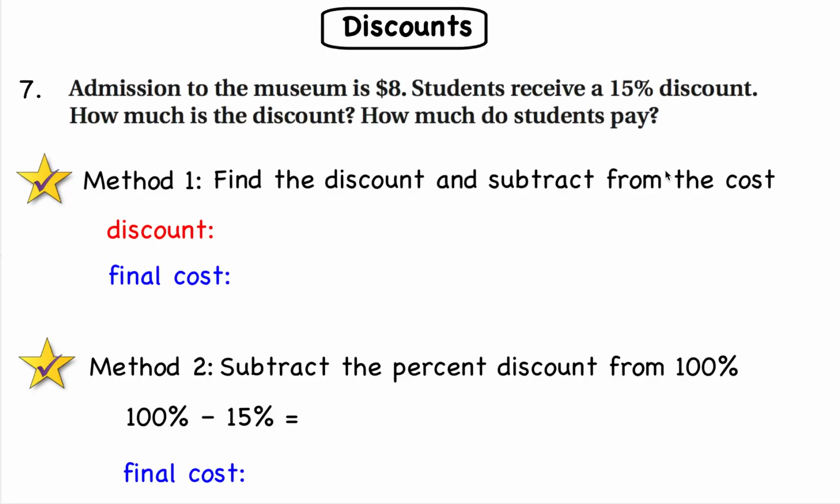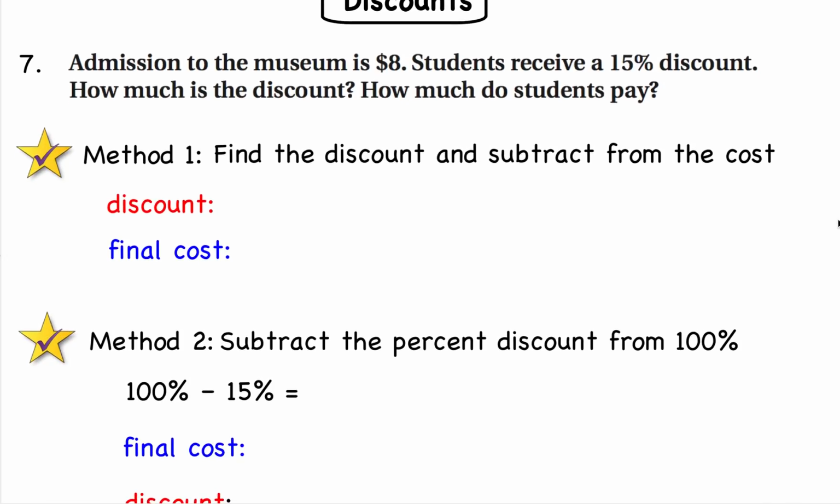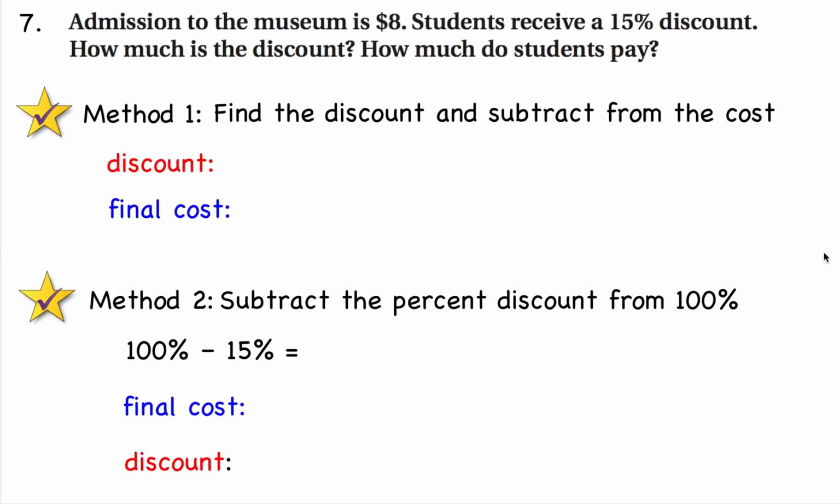So here are a couple of examples with discounts, and I'm going to show you two different ways of finding the answer here. And just depending on what the question asks you will determine which of these methods you're going to use. So it says admission to the museum is $8. Students receive a 15% discount. How much is the discount and how much do students pay?